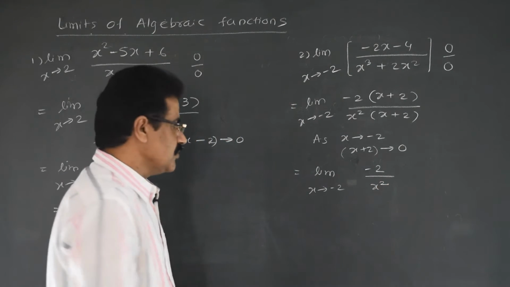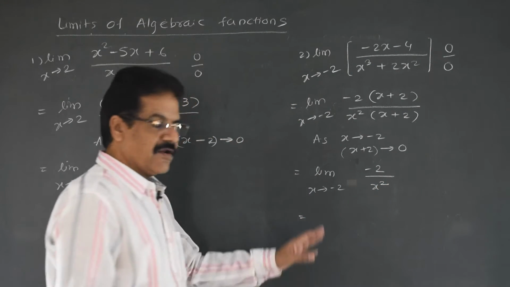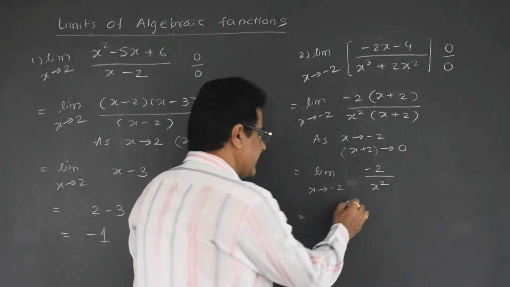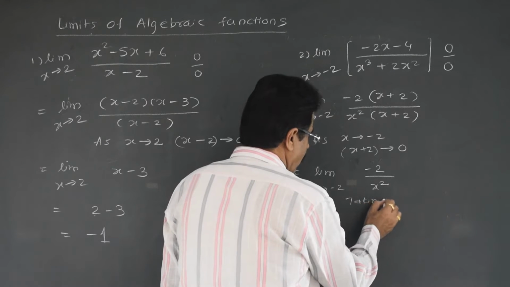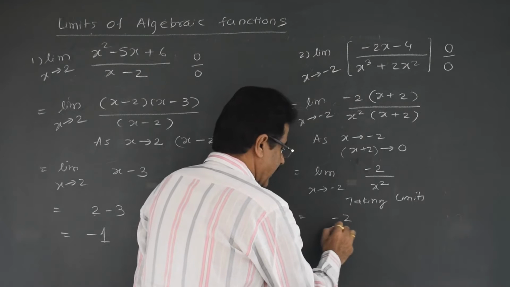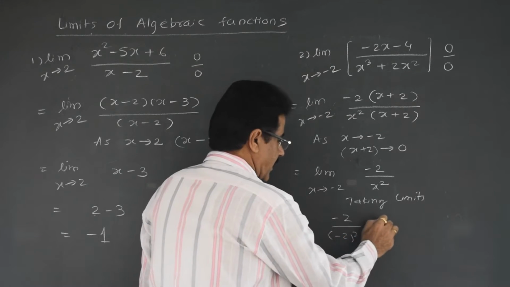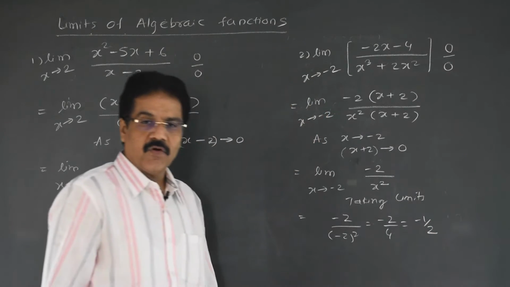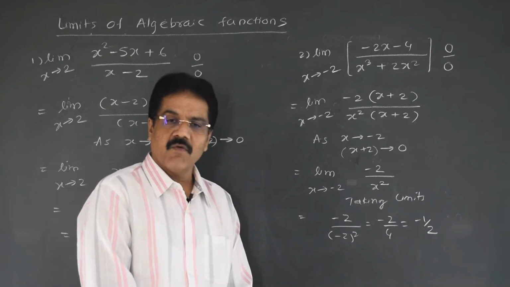And now we are in a position to take the limits. So here we are taking the limits. If you want, you can write down here in a statement form, that is taking limits. If you don't write it down, okay. So taking limits, we get minus 2 upon minus 2 square, so minus 2 upon 4, and therefore we get the limiting value of the function as minus 1 by 2.